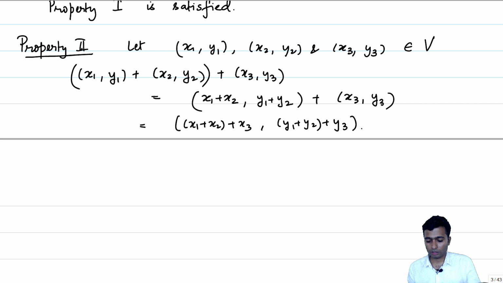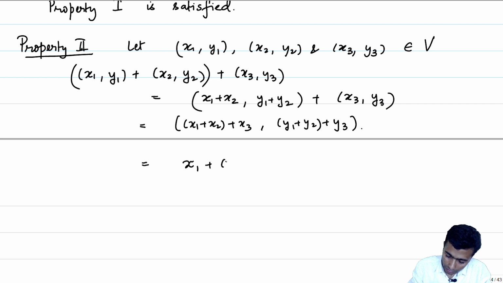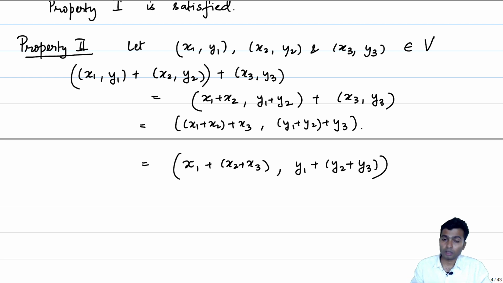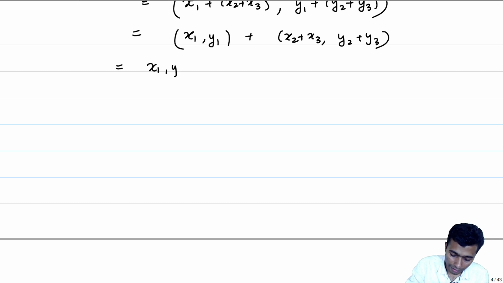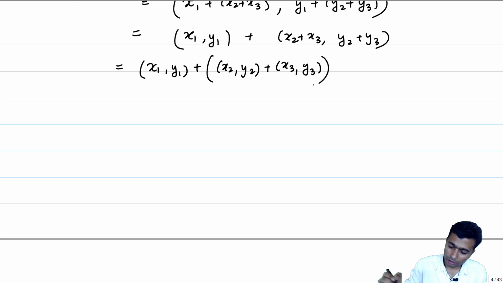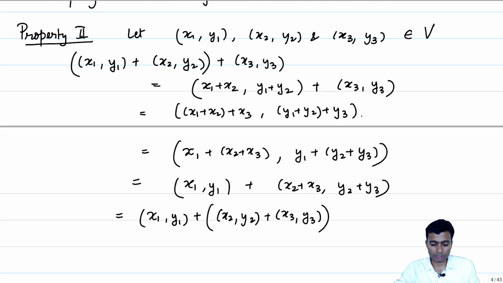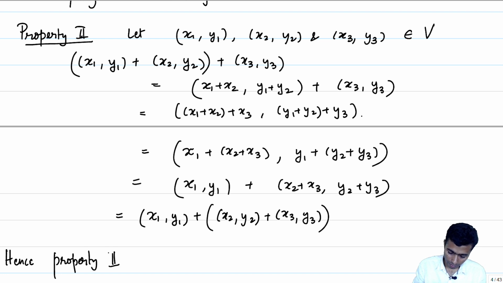But what do we know about the sum of scalars, sum of real numbers? We know that it is associative addition, right? So this is equal to x1 plus (x2 plus x3). The order here doesn't matter, so we will make use of that to write it like this. But notice that this is nothing but (x1, y1) plus (x2 plus x3, y2 plus y3). And what is this? This is nothing but (x1, y1) plus ((x2, y2) plus (x3, y3)). And that establishes that property 2 is satisfied.